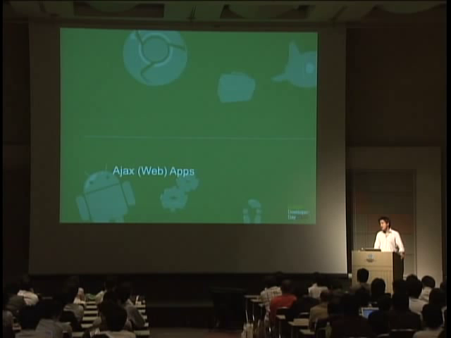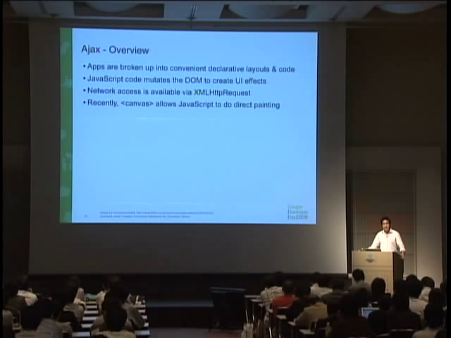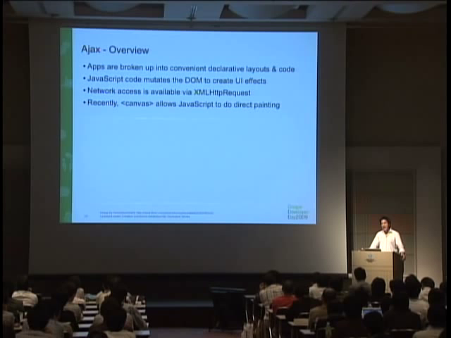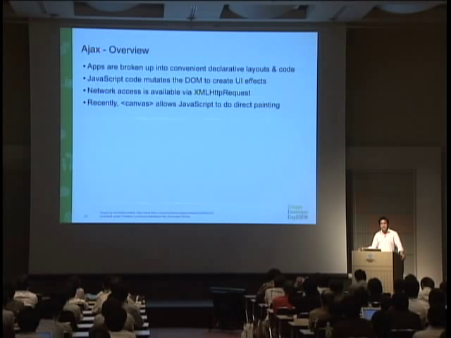Let's talk next a little bit about Ajax apps. Since you're all here at Google Developer Day, I'm sure many of you are aware of what an Ajax app is. At a really high level, Ajax apps are written using a combination of JavaScript, HTML, and CSS. And the JavaScript is used to manipulate what's called a DOM and to create UI effects. And also, recently with HTML5, things like Canvas allow for more direct rendering to the screen.